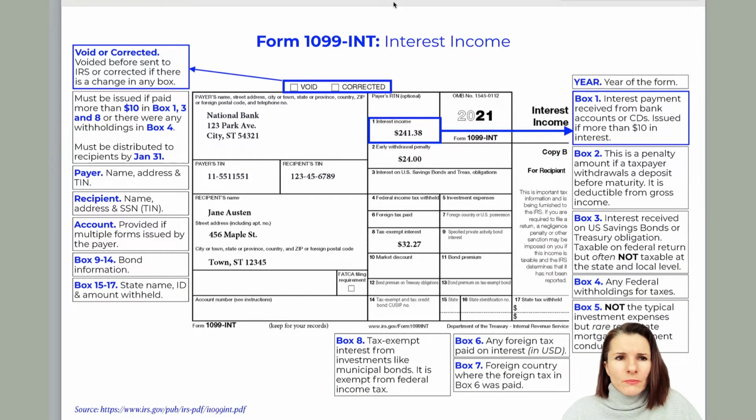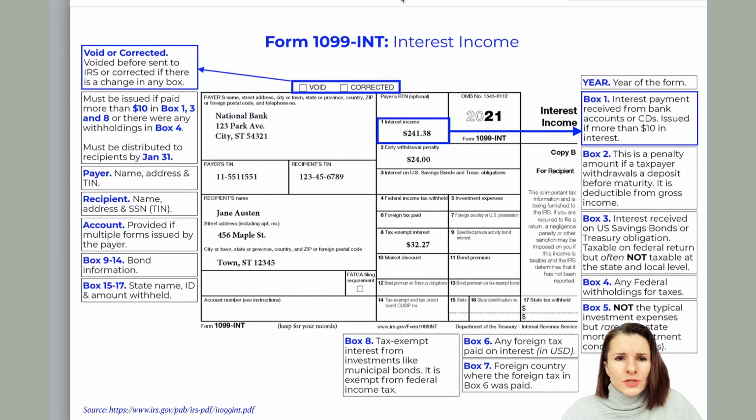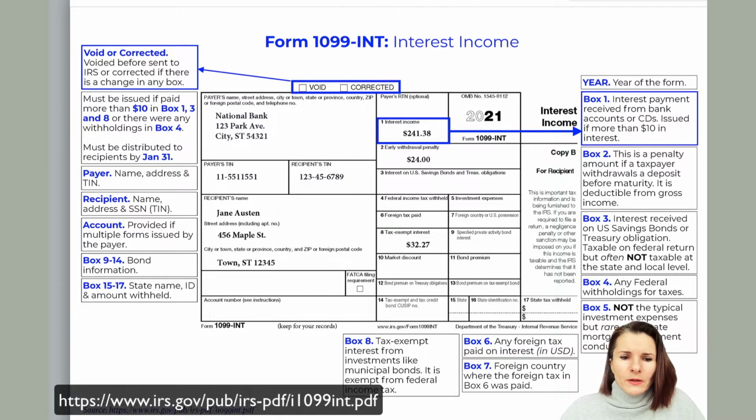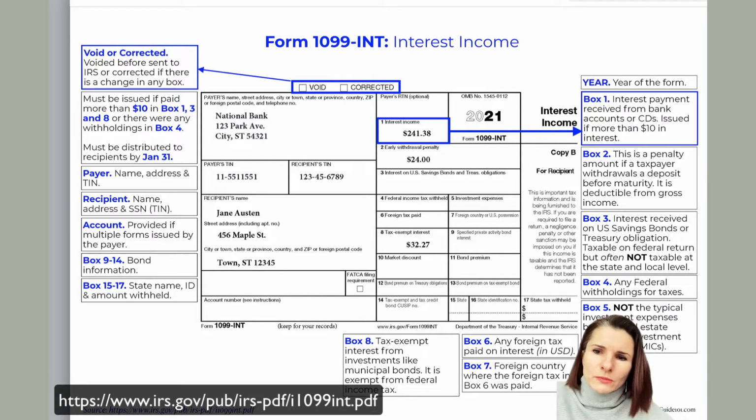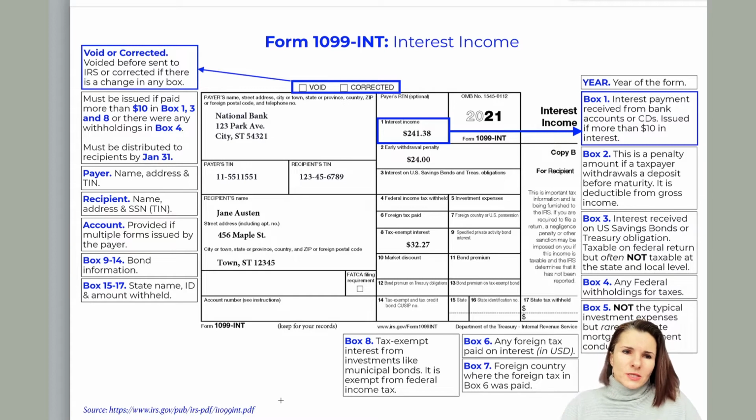So I have an example here of forms and I just put this together. Basically it has box by box summary instructions, because at the bottom you have a link to the IRS information where you can find the form, as well as instructions. Each of the boxes has more detailed instructions, but obviously we don't have so much time to go through all of that. So this gives you a summary that I put together.